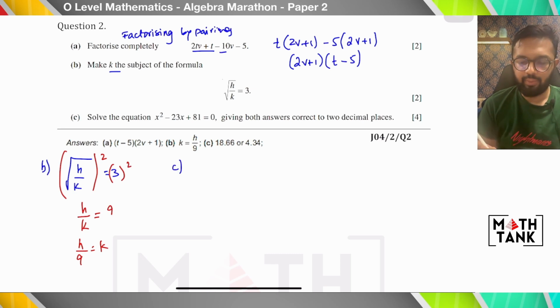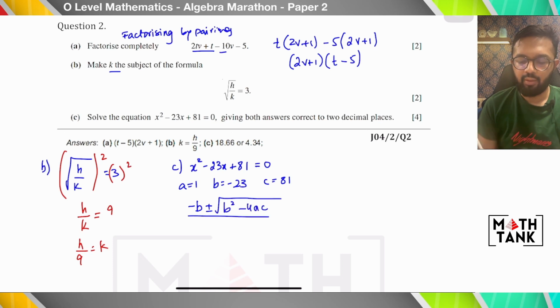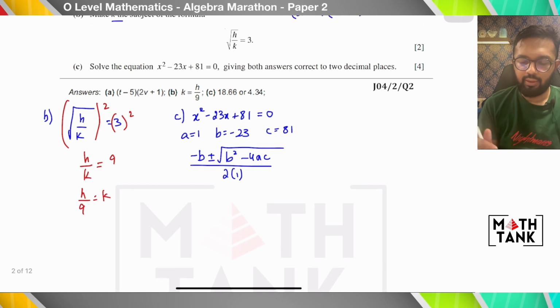But she says solve the equation giving both answers correct to 2 decimal places. Whenever this is the case, this is a question that has to be solved using the quadratic formula. So a is 1, b is minus 23, and c is 81. My quadratic formula is minus b plus minus root of b squared minus 4ac over 2a. I'm going to write minus minus 23 plus minus root of minus 23 squared minus 4 times 1 times 81 over 2 times 1.